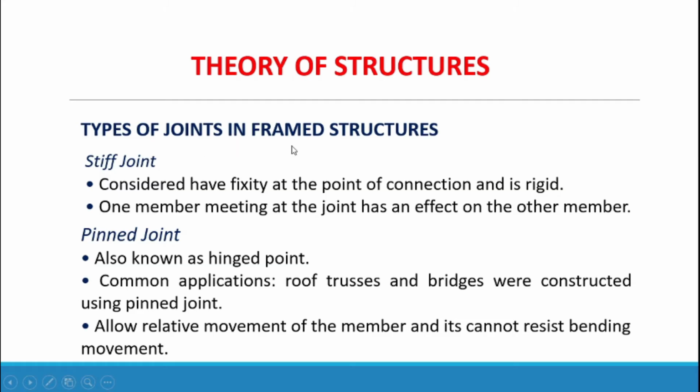And we have types of joints in frame structures. First, the stiff joint, considered to have fixity at the point of connection, and it is rigid. One member meeting at the joint has an effect on the other member. While the pinned joint, also known as a hinge point, with common applications such as roof trusses and bridges constructed using pin joints, allows relative movement of the member and cannot resist bending moment.